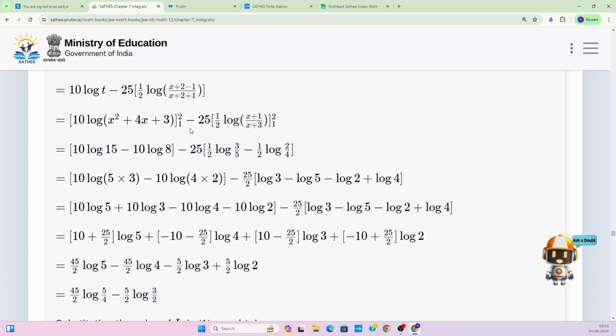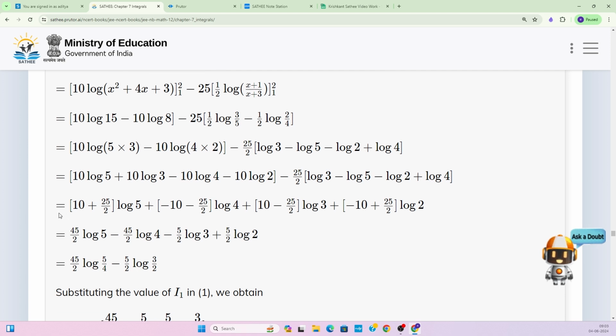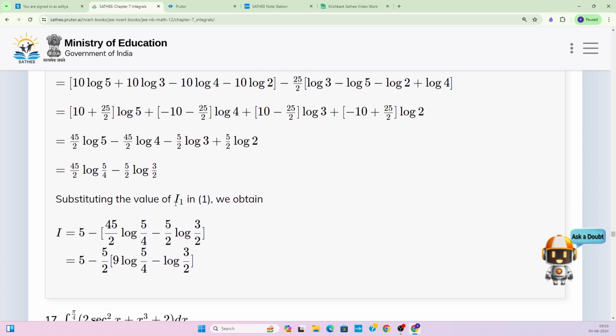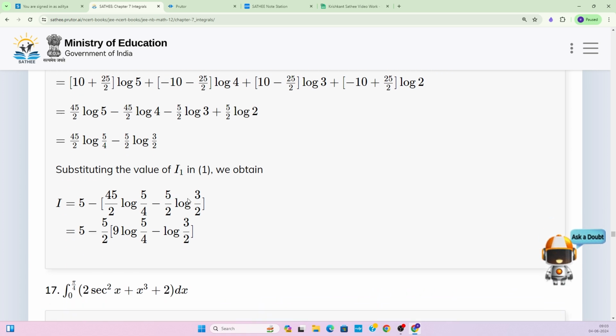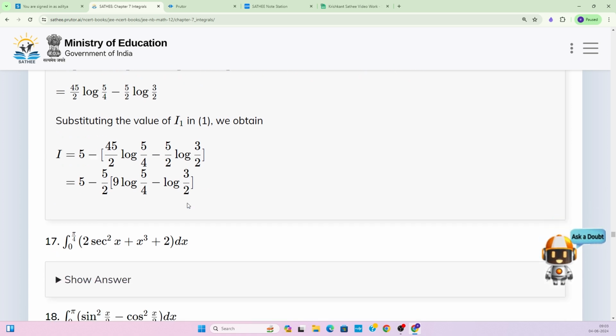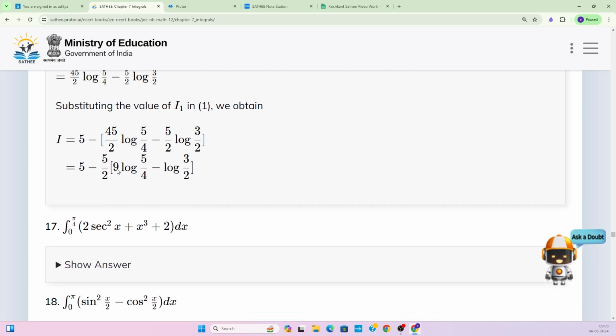So after simplification, you will arrive at this point, that 45 by 2 log 5 minus 45 by 2 log 4 minus 5 by 2 log 3 plus 5 by 2 log 2. So after using your log property, you will get 45 by 2 log 5 by 4 minus 5 by 2 log 3 by 2. Substituting I1 back, you will get your original answer, which is capital I will be 5 minus 45 by 2 log 5 by 4 minus 5 by 2 log 3 by 2. Okay, clear? So this will be your final answer.